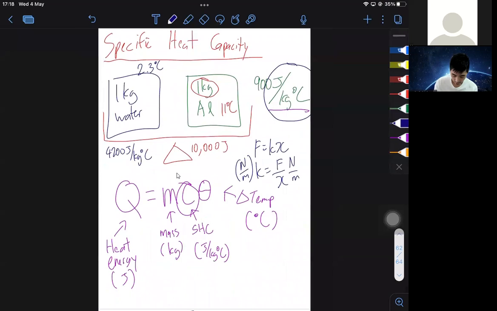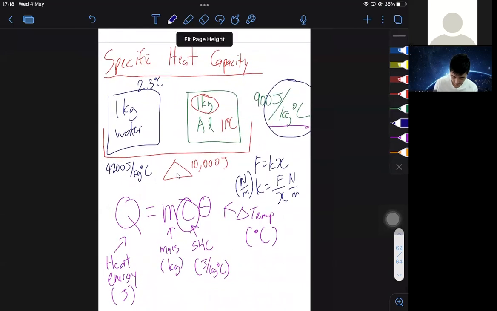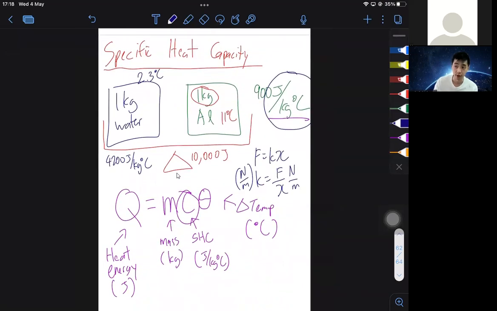Okay. Anyone's got any questions with this part here?